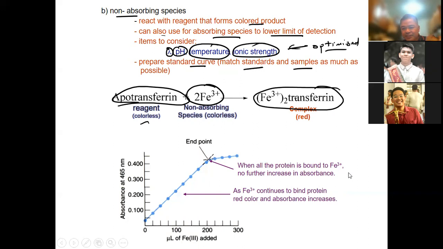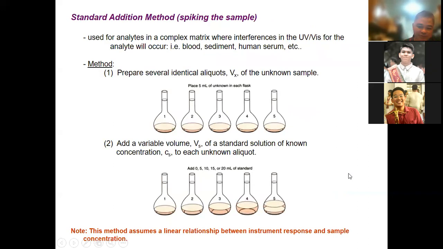And another thing that you can do, I'm not going to do any calculation here, is the standard addition method. So you're going to use it for those samples that give a matrix effect. It is used for analyzing a complex matrix where interferences in the UV-Vis for the analyte will occur, like blood, sediment, human serum, and other things.